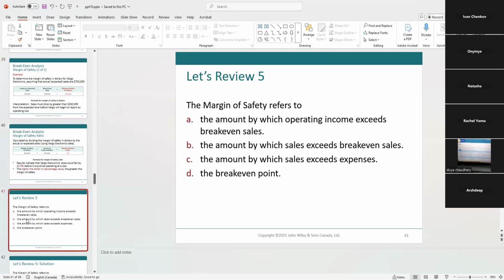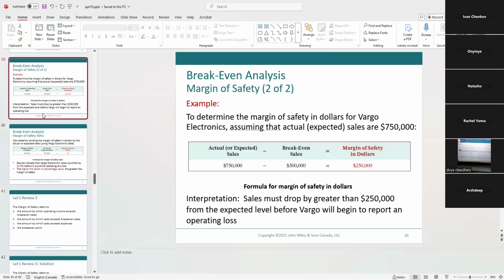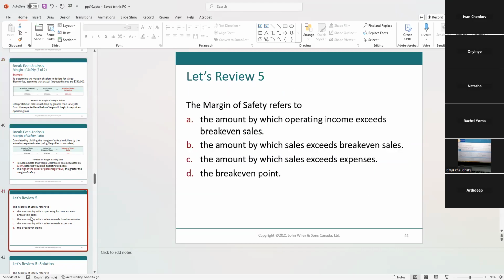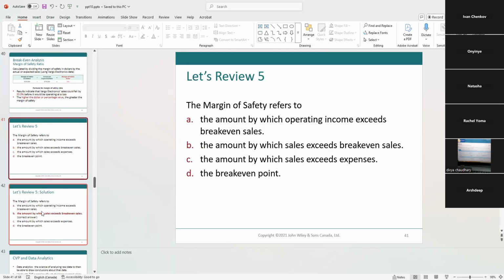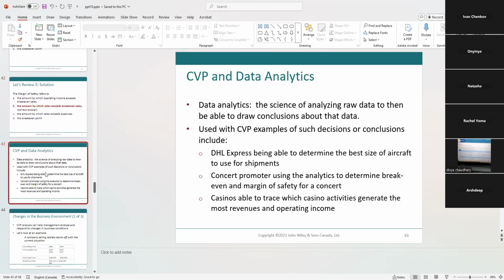Now we're talking about expenses. Is there any expenses involved here? No, no. We're only comparing current versus break-even, but at the same level, sales or number of units, right? We're staying on the same dimension. We're not playing with the expenses and anything like that. So B is the correct one, yes.